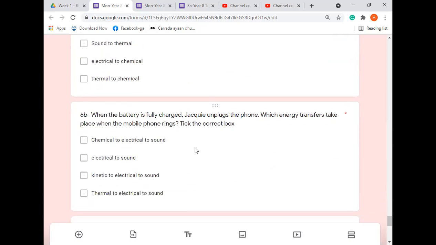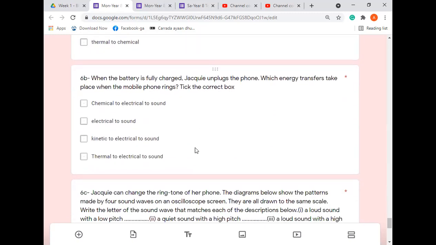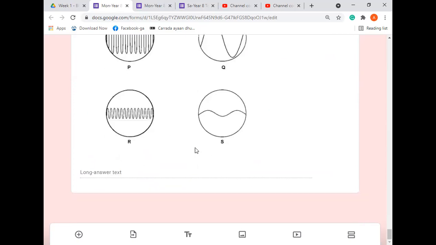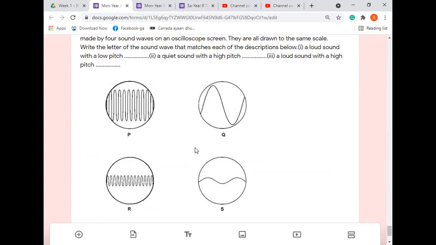Question 6b, when the battery is fully charged, Charlotte unplugs the phone. Which energy transfer takes place? Question 6c, Charlotte can change the ringtone of her phone. The diagram below shows the ringtone made by 4 sound waves on an oscilloscope screen. They are all drawn to the same scale. So the question is, which one is a loud sound with a high pitch? Is that P, Q, R, or S?